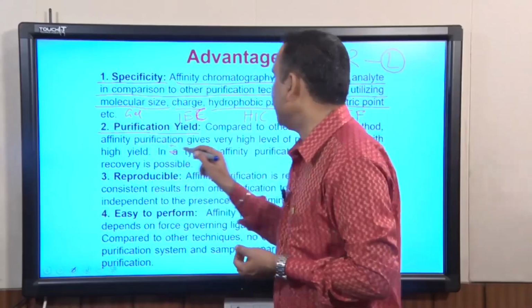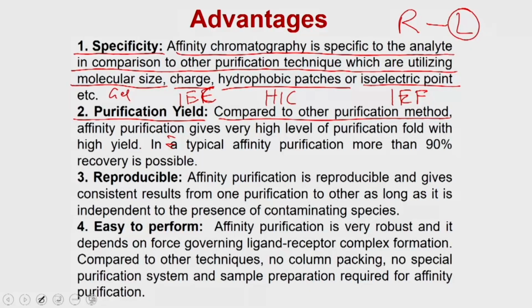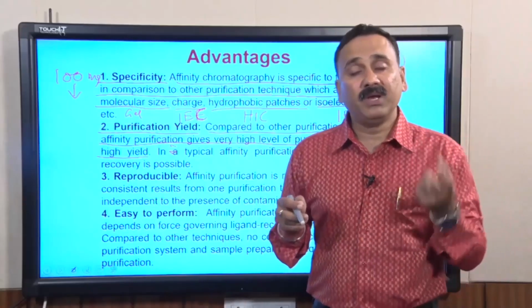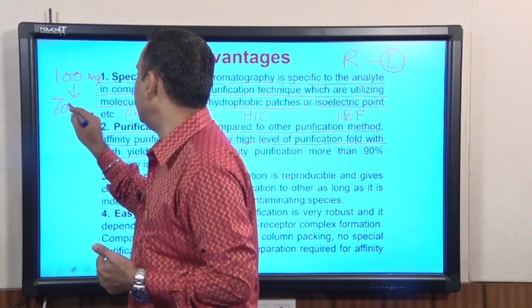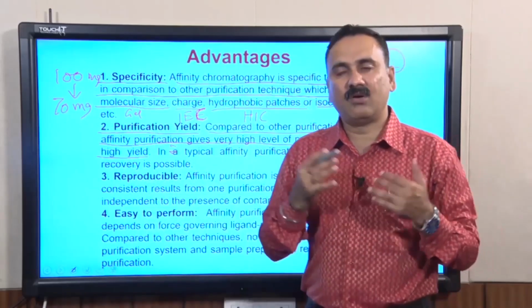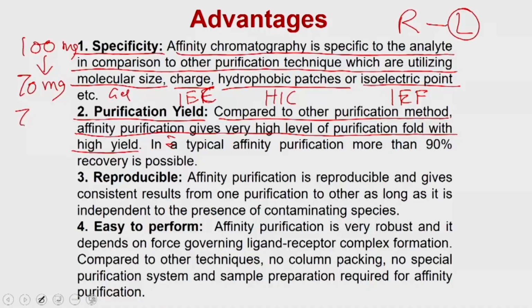Now, the purification yield. Compared to the other purification methods, for example molecular size or gel filtration, ion exchange or HIC, affinity purification gives a very high level of purification fold with a high yield. What is meant by yield is that suppose you have 100 mg of protein in your crude lysate, and the yield means out of 100 mg, how many milligrams of purified protein you are getting at the end of the purification. Suppose I am getting 70 mg of protein, that means my yield is 70%.